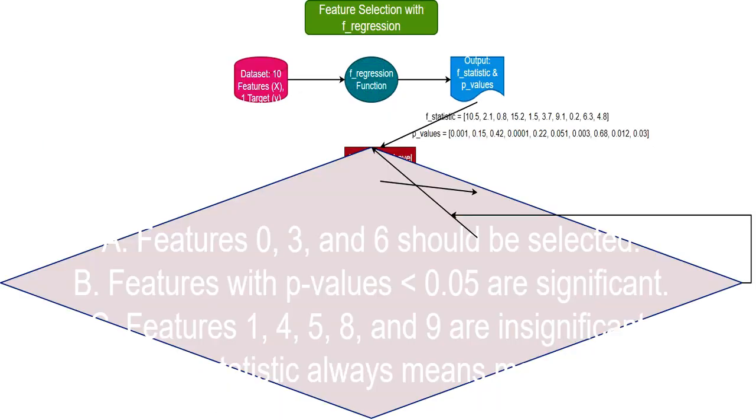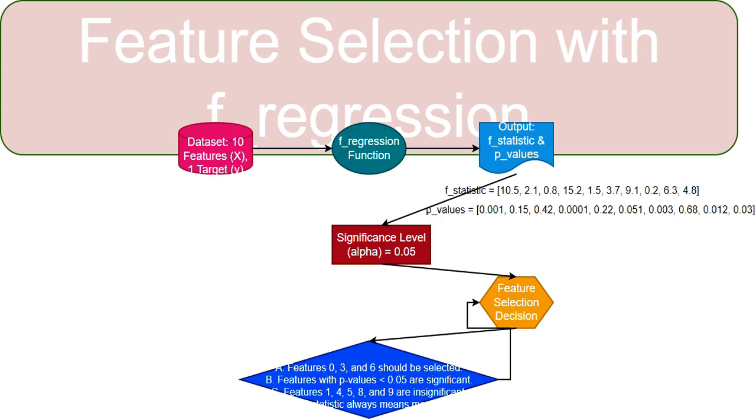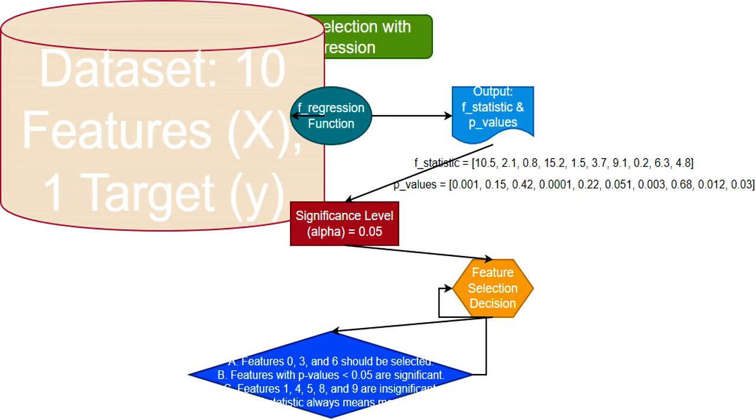These are possible answers to a multiple choice question based on the analysis of the F-statistics and p-values. We need to decide which statements are true based on our understanding of p-values and hypothesis testing. I am using scikit-learn's f_regression function to help me pick the best features for a regression problem. I have data with 10 features X and one target variable Y that I want to predict.